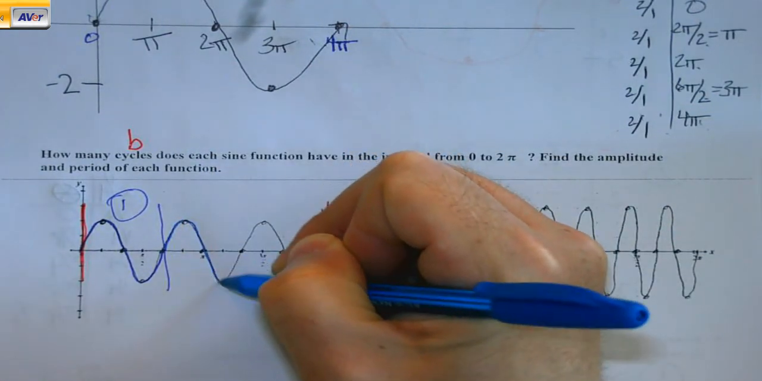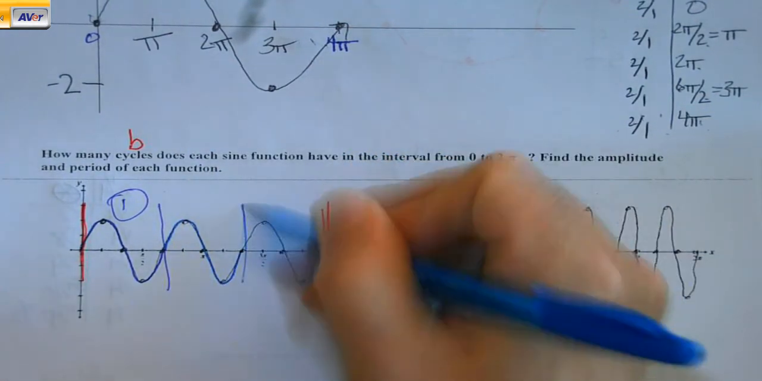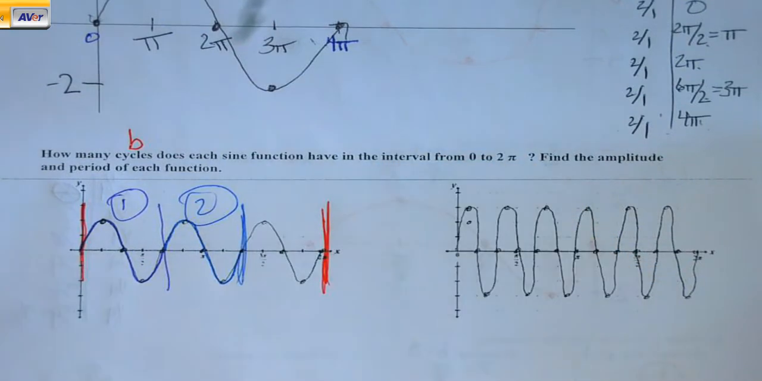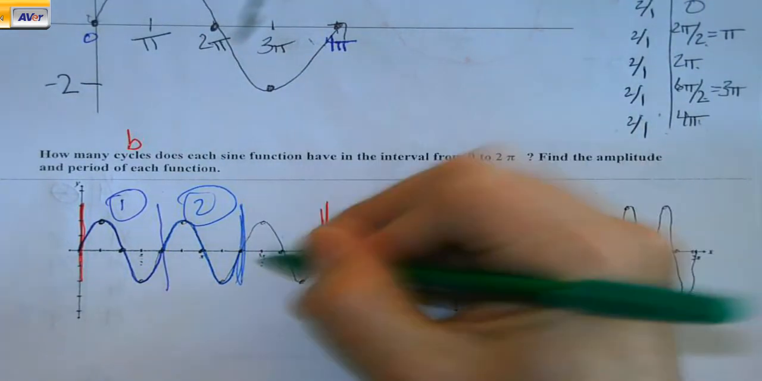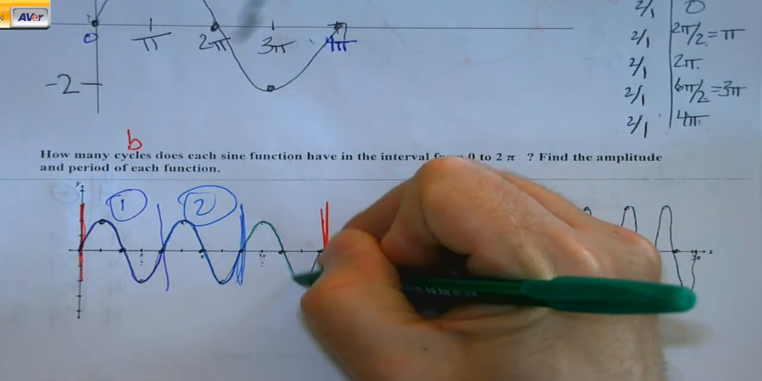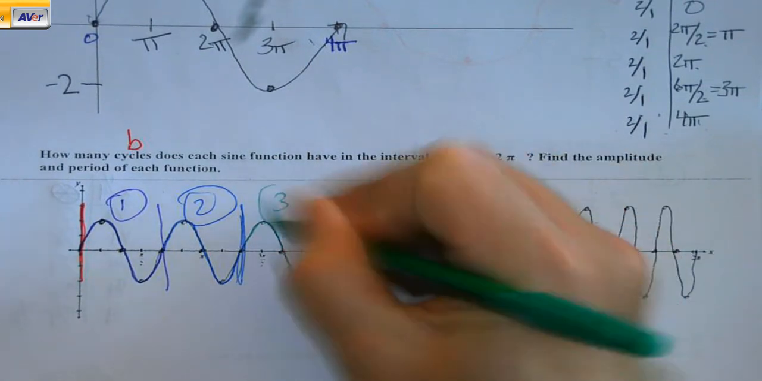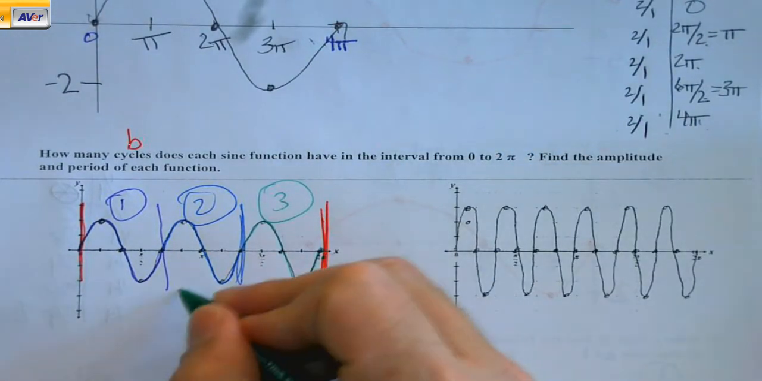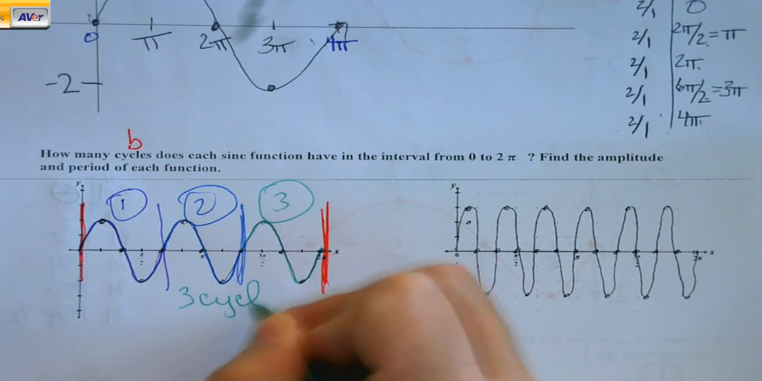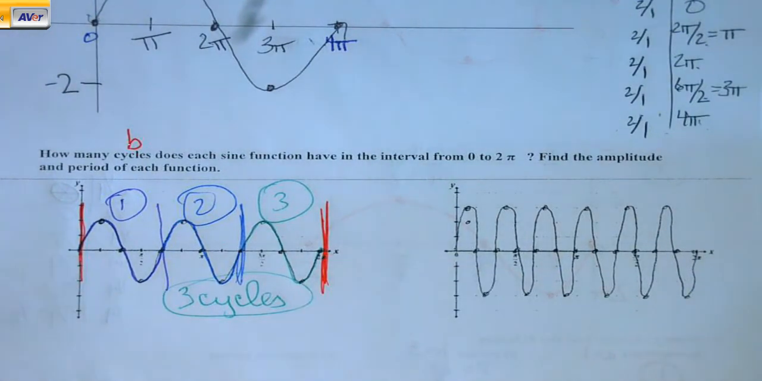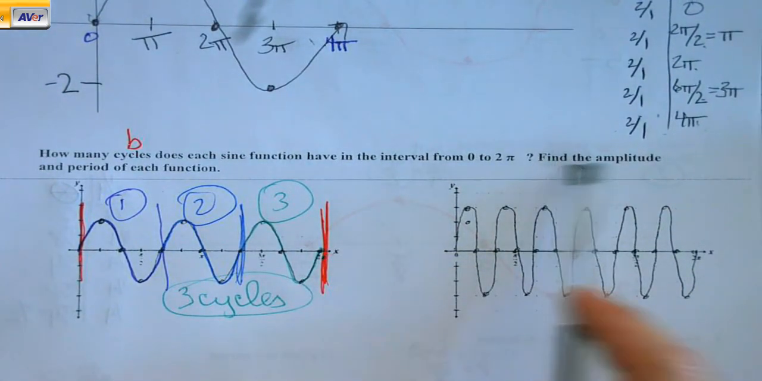Max, min, back to where I started. There's 2. Max, min, back to where I started. 3. Okay? 3 cycles. Or if you put b equals 3, that's fine. I'm good with either.